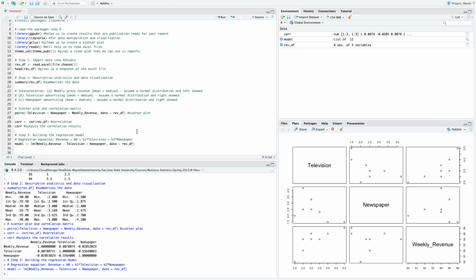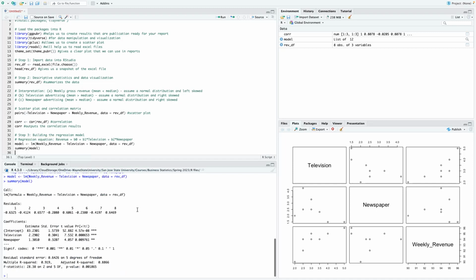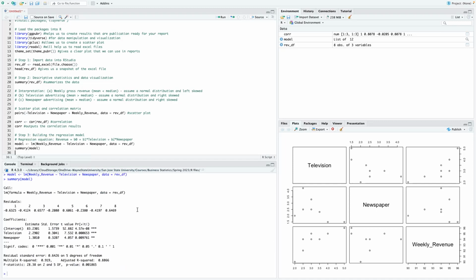All right, and then the next would be looking at our model summary. So I'm just going to say summary bracket model. And if we run this, we could see a summary of our model. I'm just going to give you a minute to take a look at the result, and then I'll go ahead and explain what each part of the result means.